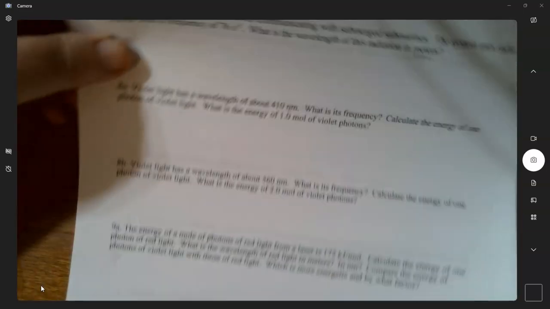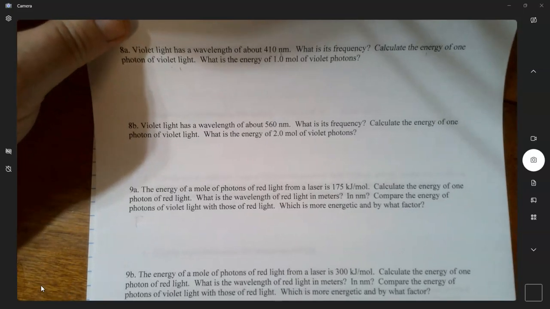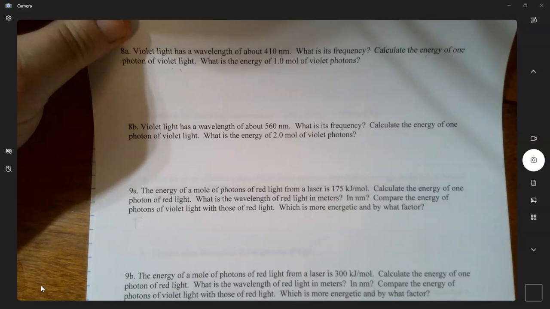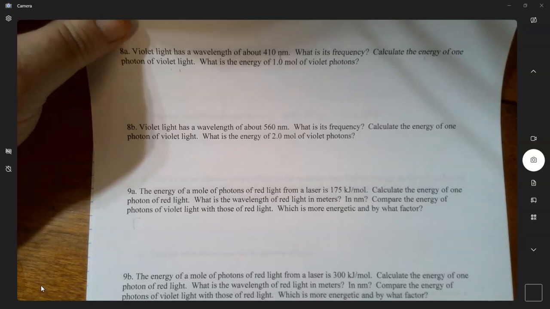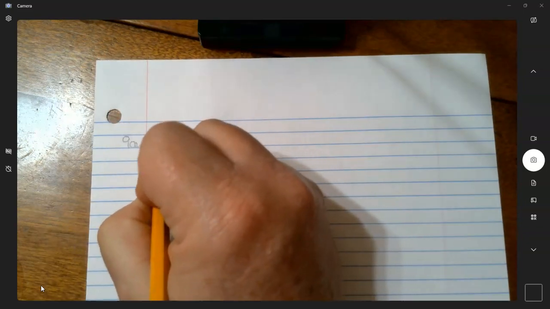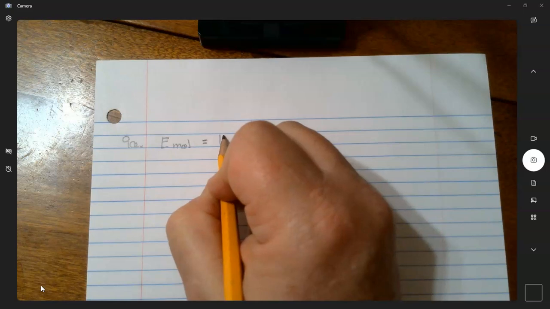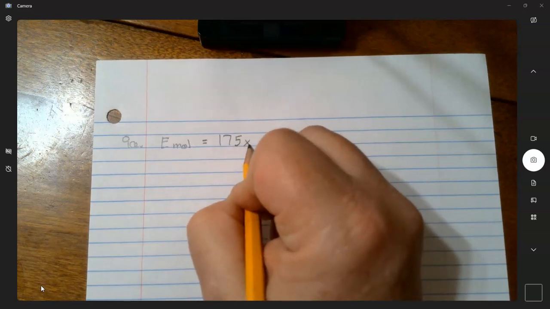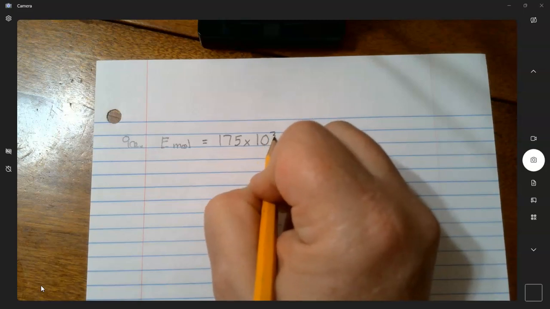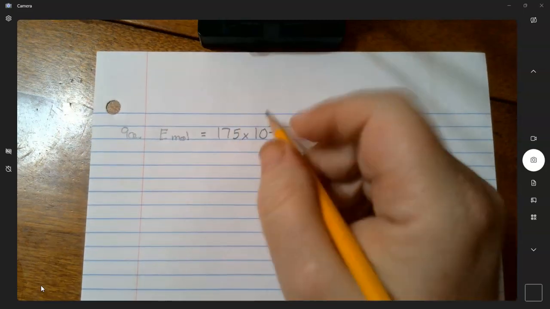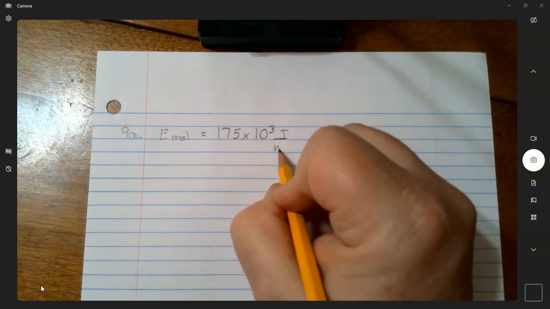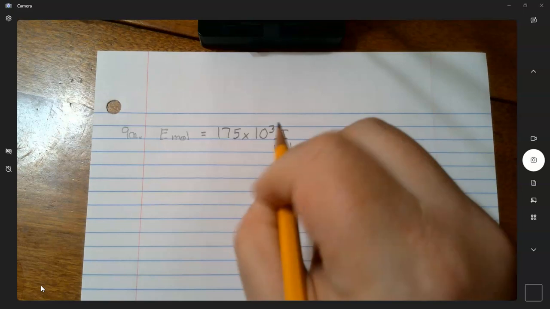Okay, let's look at number 9A. The energy of a mole of photons of red light from a laser is 175 kilojoules per mole. So we'll go ahead, 9A. And this is of a mole of photons. And I'm going to make that 175 kilojoules per mole. So I'm going to change it to joules per mole. So it's 10 to the 3rd. Kilojoule is 1,000. That many joules per mole.